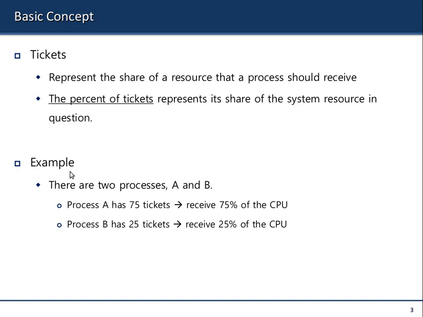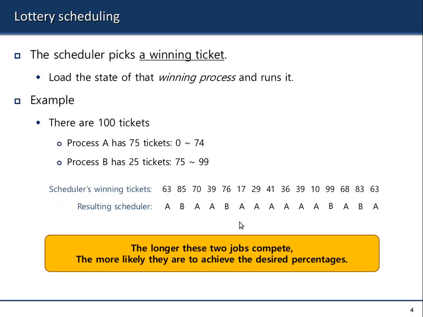Now, for example, there are two processes A and B. Process A has 75 tickets and process B has 25 tickets. Then process A should receive 75% of the CPU, and process B should receive 25% of the CPU. So for example, as I've shown a while ago, user and Jack Hermosilla are the two users in the system. If I am given 75 tickets, then I should be able to use the CPU 75% of the time, and user should be able to use the CPU 25% of the time, okay? So lottery scheduling is basically like that.